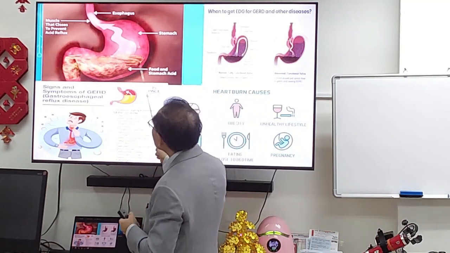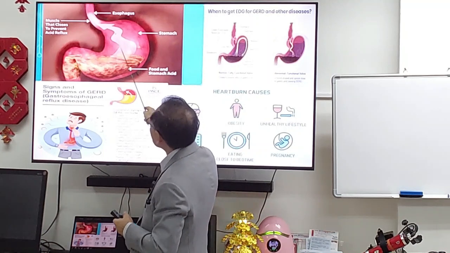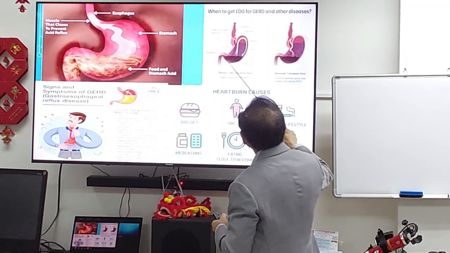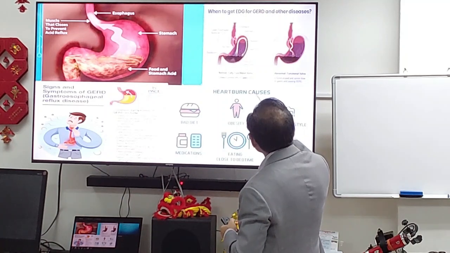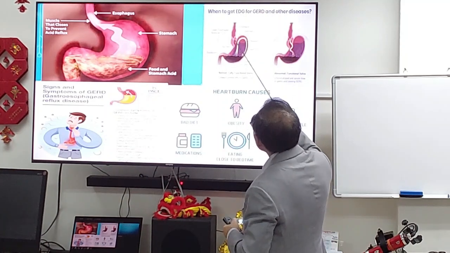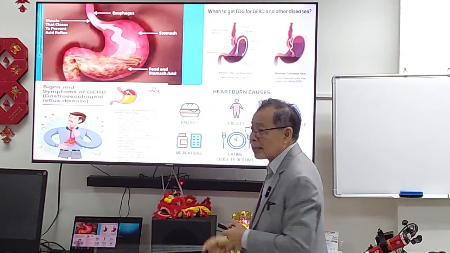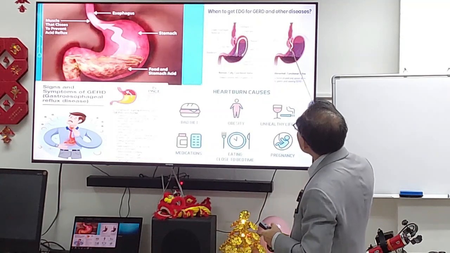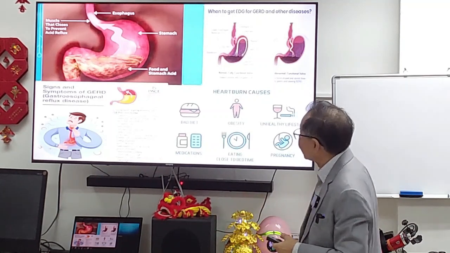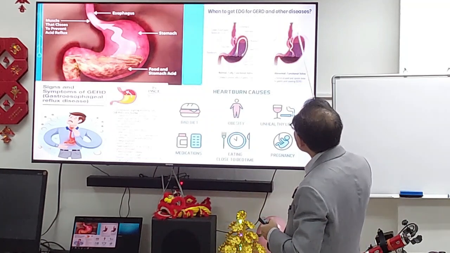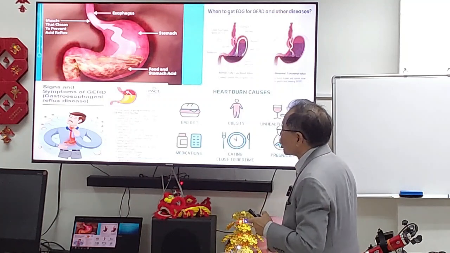So acid in the stomach, it can go upwards. That's what GERD is about. Food, acid and digestive food. There is a valve here between the stomach and the esophagus. This acts like a valve, supposed to stop the acid from going out. But when this is not able to hold, then you get a problem. You get the acid going up here, and that's why you get heartburn.